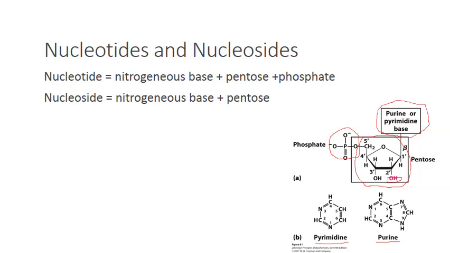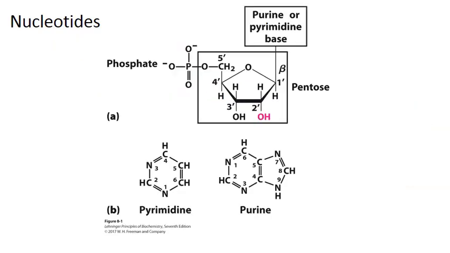A nucleoside includes only the nitrogenous base and the pentose portion of the molecule. So we're going to look into each portion of the nucleotides and talk a little bit about each one of the portions.